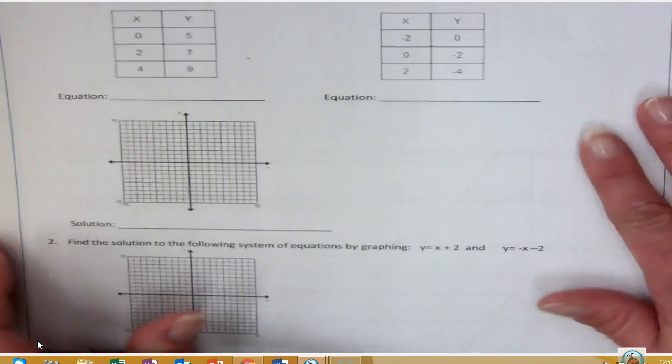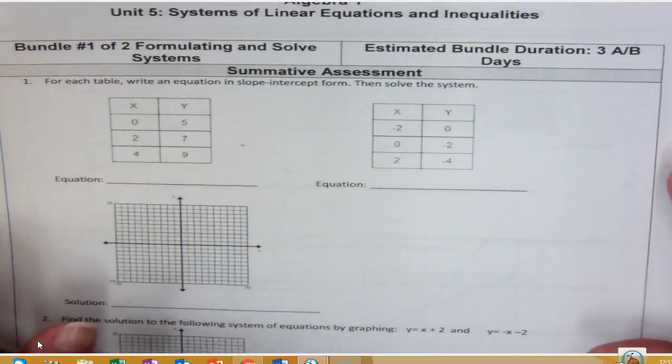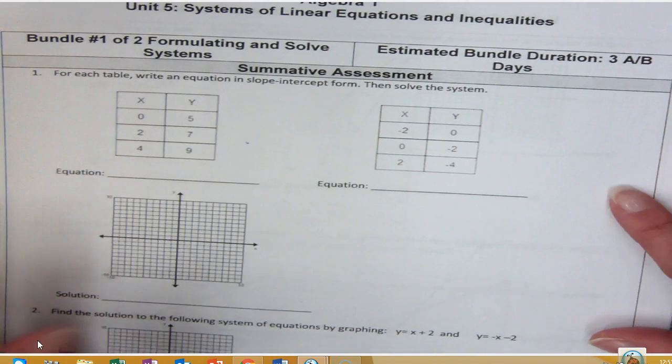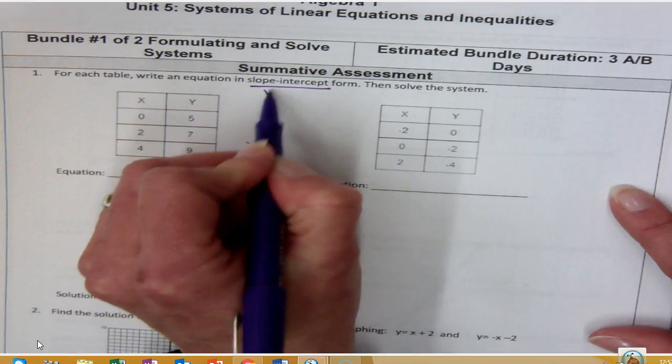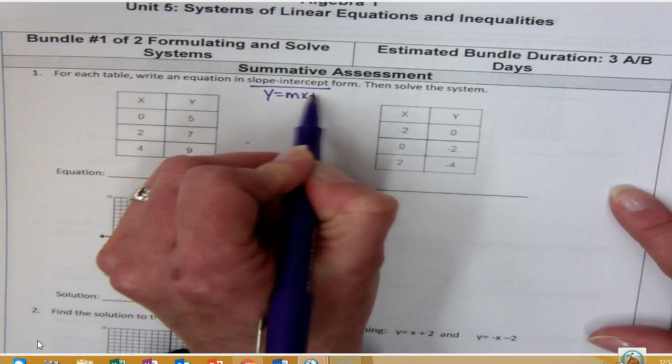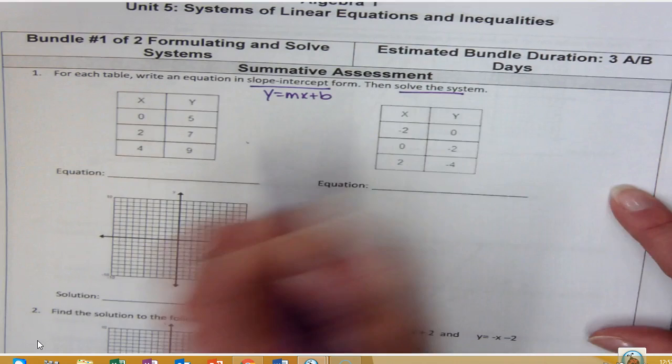Okay, so moving on. Bundle 1 of 2, formulating and solving systems. For each table, write an equation in slope-intercept form, which is y equals mx plus b. Then solve the system.